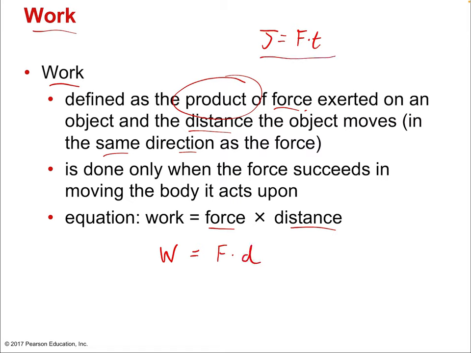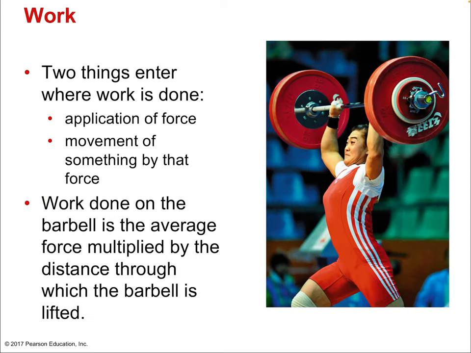So see the similarity between these two equations for impulse and work, respectively? They're so similar. It's force multiplied by something, okay? All right, but different units, certainly, right? Obviously different units. Okay, so that is work. Force multiplied by distance. And it kind of makes sense. Like you do work on something, you've moved it. Okay, so two things enter when work is done. There's always a force, because you can't have work without a force, and something moves.